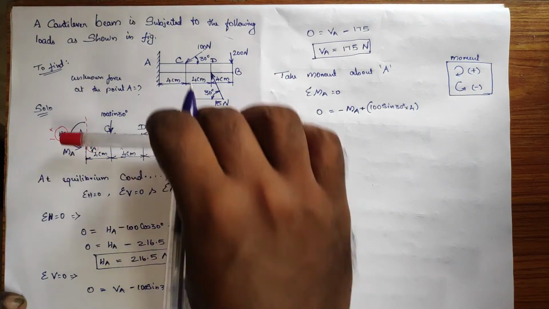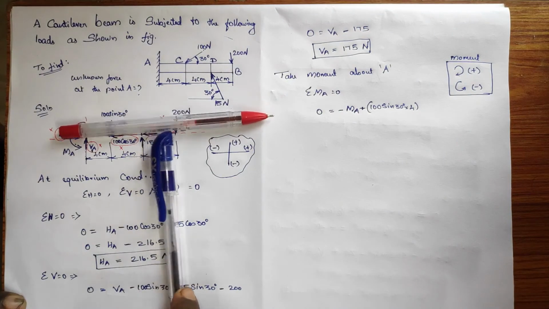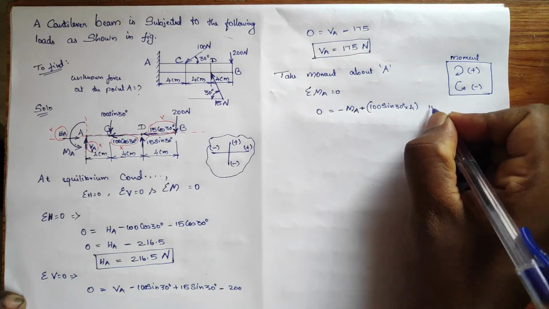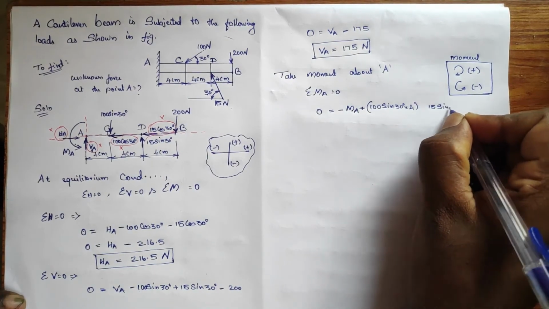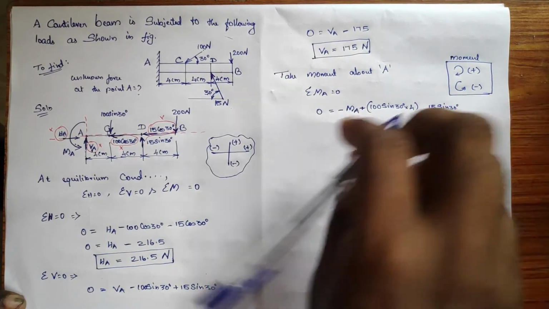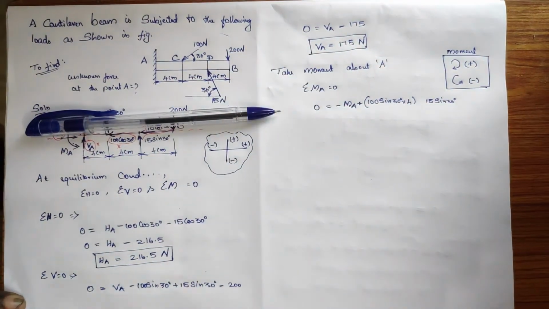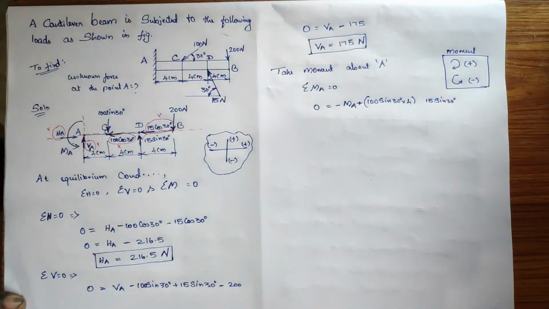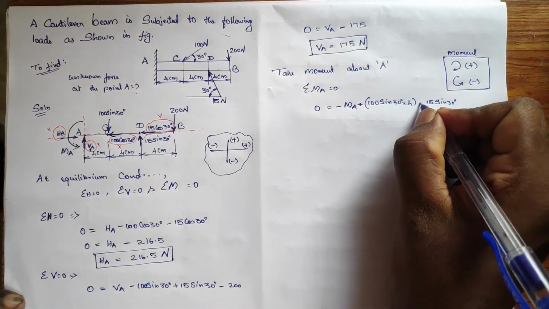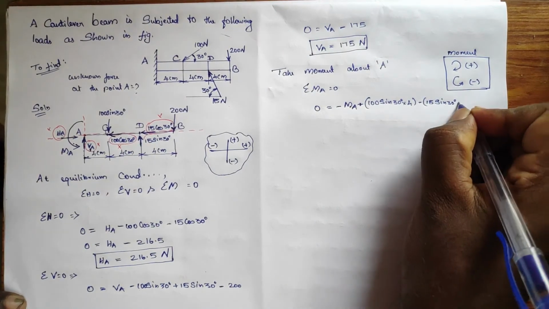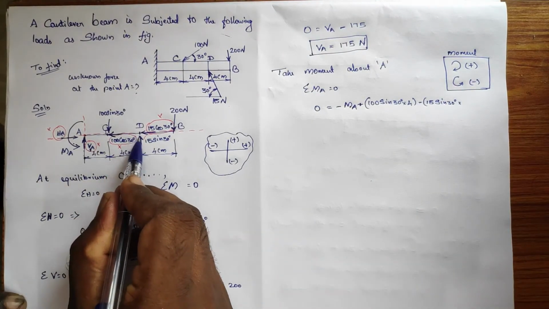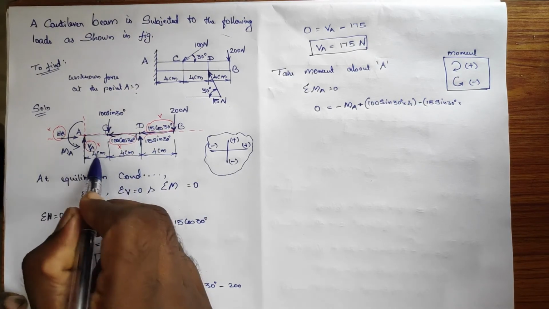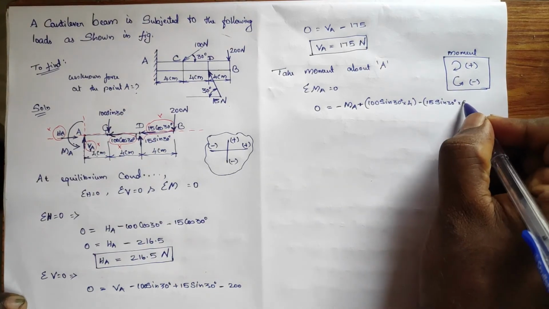And here comes the force 15 sine 30 degree, which is acting upward. How does the beam rotate? It rotates in anti-clockwise direction, so it is minus, the force into perpendicular distance. Its perpendicular distance is 4 plus 4, this is A, so we get 8.